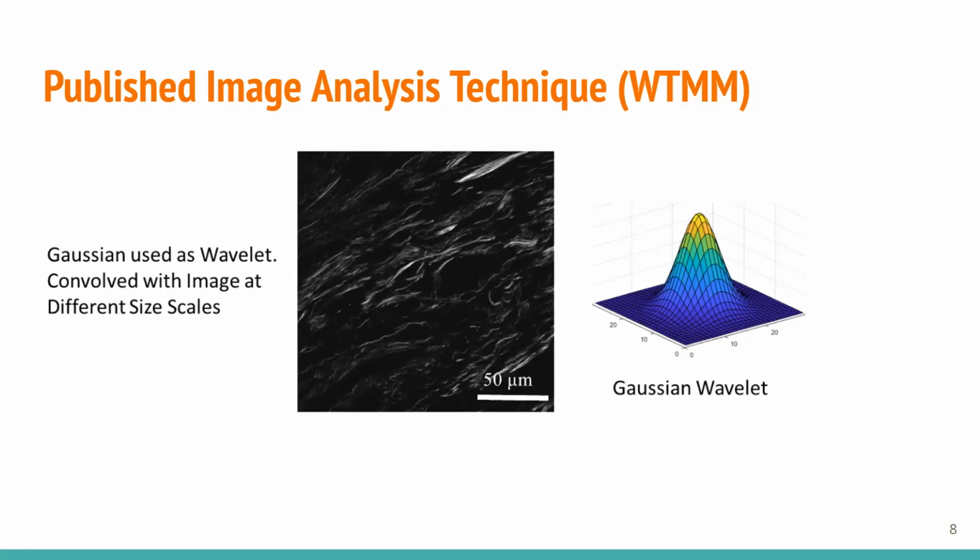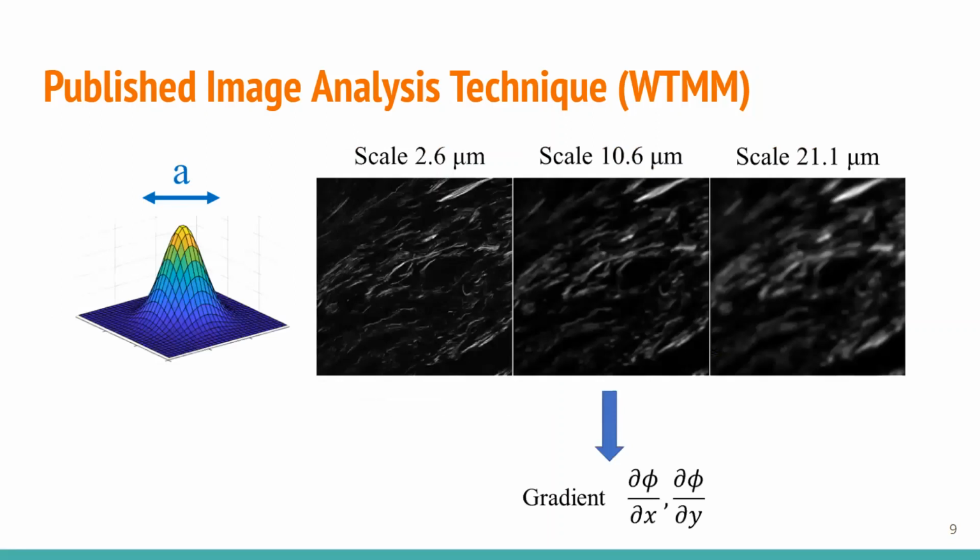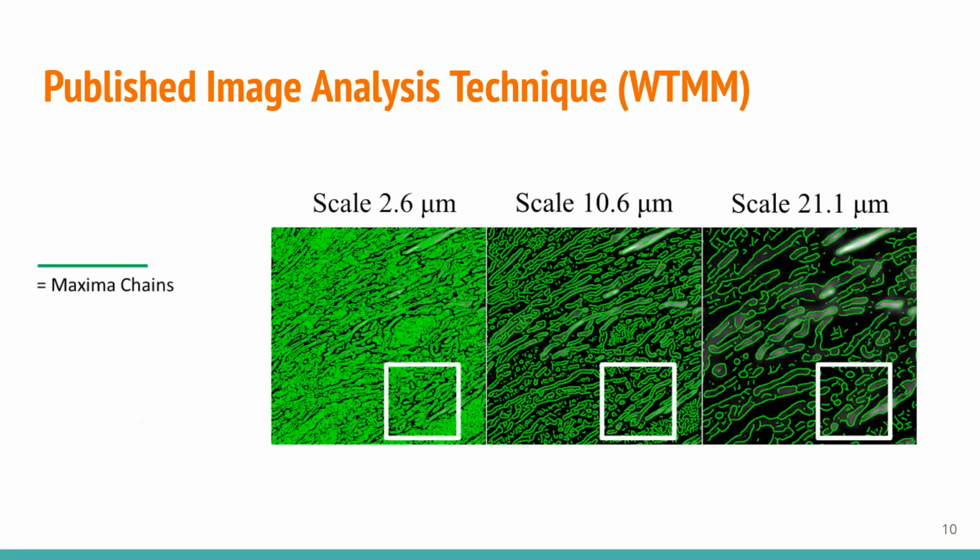We're going to convolve with the image at different size scales. Here I'm showing a couple of different size scales where we know the resolution of our image, so we can say the wavelet spans this many pixels, this many microns. We change the size of the wavelet, convolve it with the image, and then take the gradient of the image. That's like the derivative, some calculus 3 we're pulling back from. We're going to look at these maxima chains, which is where the pixel intensity is changing greatest. That's why we need to take the gradient.